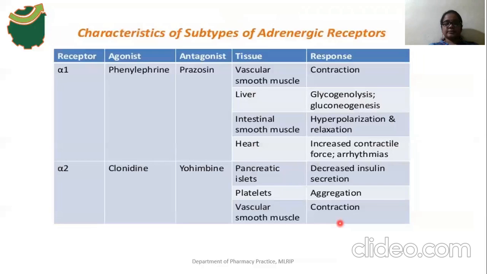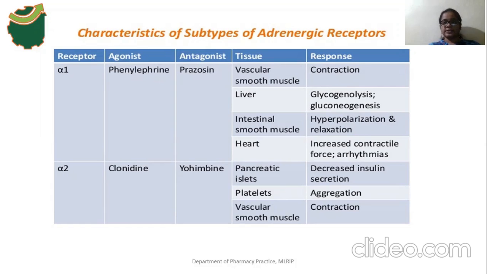Okay, and what are the overall effects of adrenergic receptors? The overall adrenergic receptor activity, the characteristic subtypes of adrenergic receptors. Alpha-1: agonist is phenylephrine, antagonist is prazosin. This alpha-1 receptor is present on vascular smooth muscles, so it shows a contraction effect. What kind of receptor is it coupled with? Gs coupled or Gq coupled?